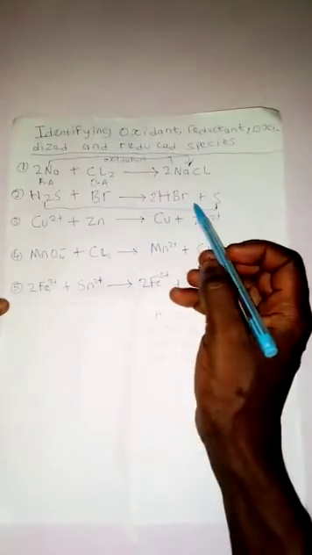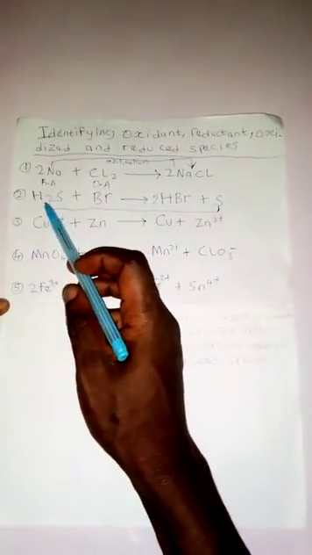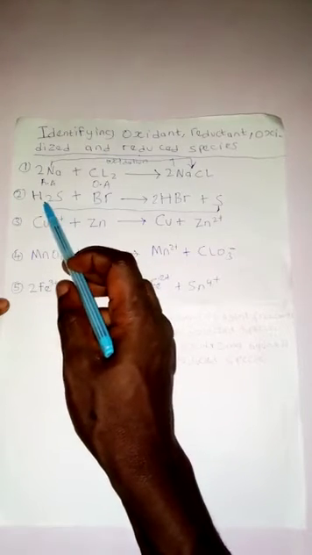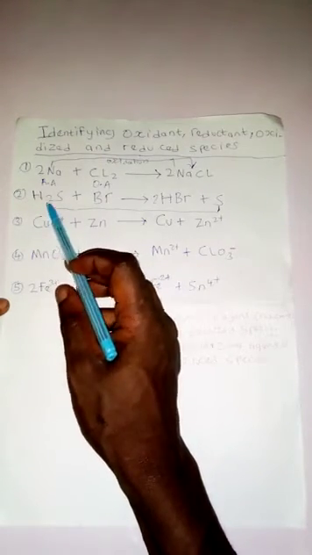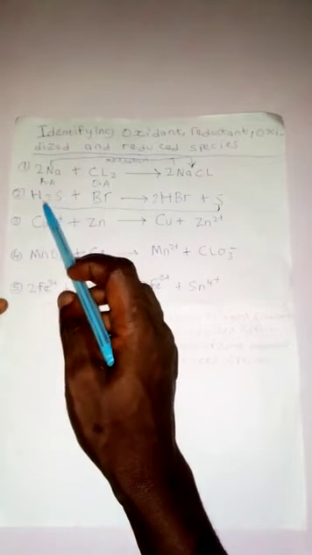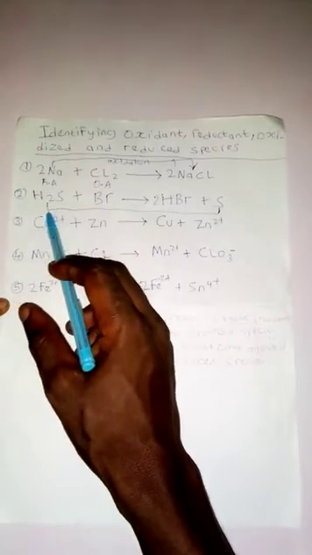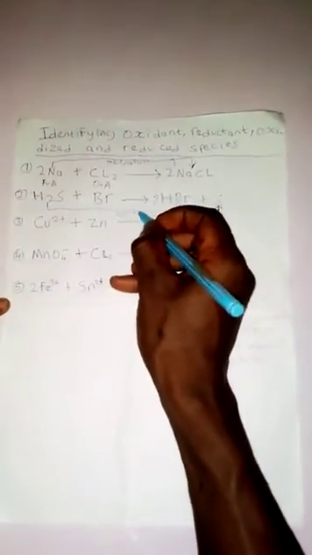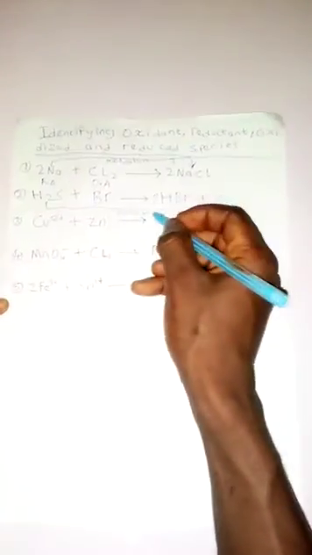The reaction between hydrogen sulfide and bromine. Can you see now? The first thing that comes to your mind is that this involves hydrogen. From the definition of oxidation and reduction, oxidation is the addition of oxygen and removal of hydrogen. If you look at this reaction, hydrogen was removed from hydrogen sulfide for sulfur to be formed here. Are you getting it? So this is an oxidation reaction.